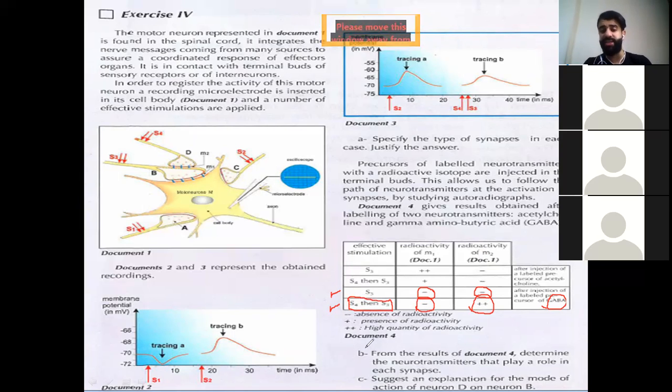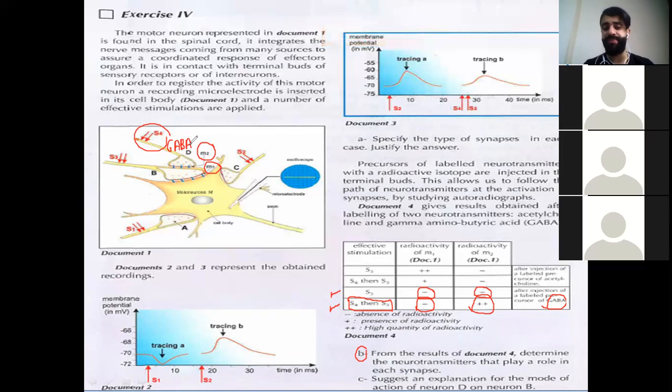So from the results, they asked what are the terminals and neurotransmitters that play a role in each synapse? So acetylcholine, we said it works at the level of M1, while at the level of M2, we have the GABA. That's why after applying S4 with S3, the amplitude of the action potential decreases. Why? Because S4 has the GABA, the neurotransmitter that has an inhibitory role. So it inhibits the function.